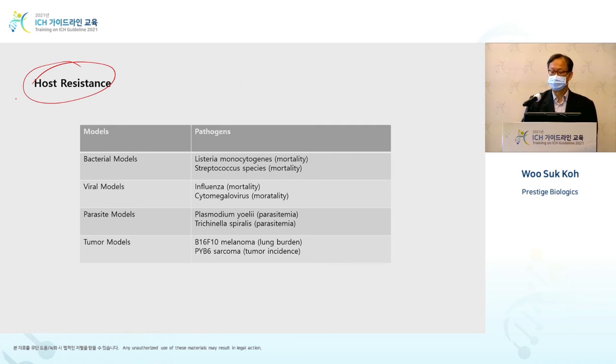And there is a host resistance study. In the past, it was a really strong tool to understand immunity. For example, Listeria bacteria. When a drug is treated, some of those bacteria would not die.